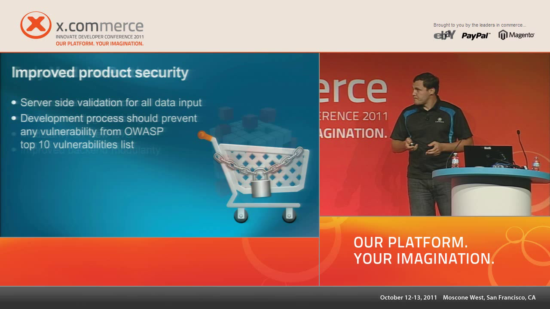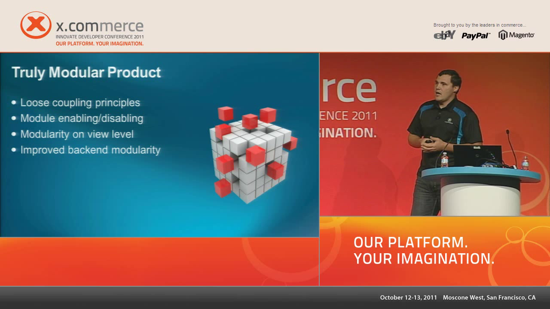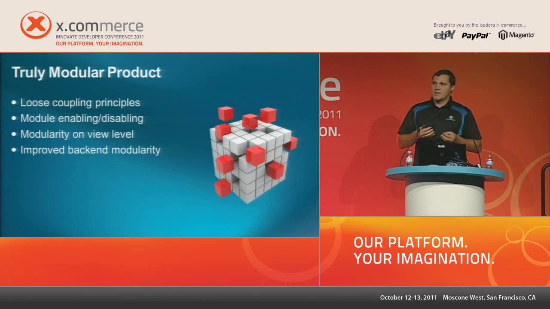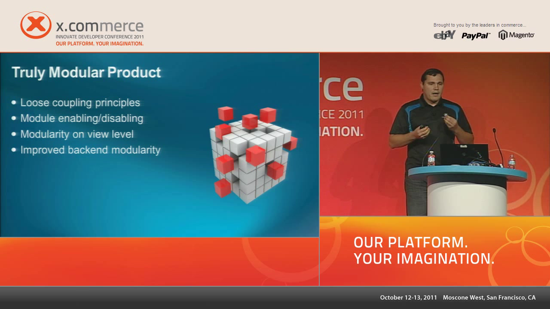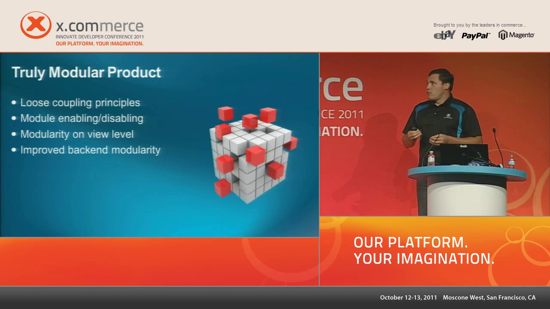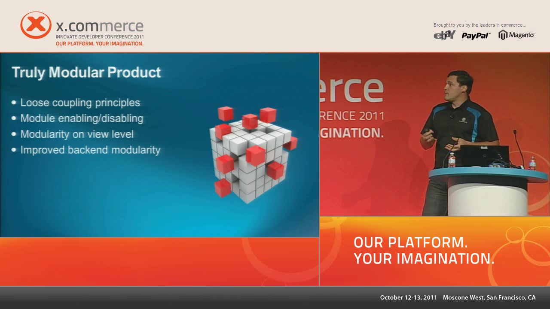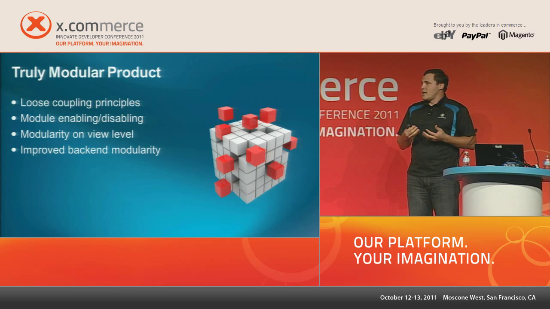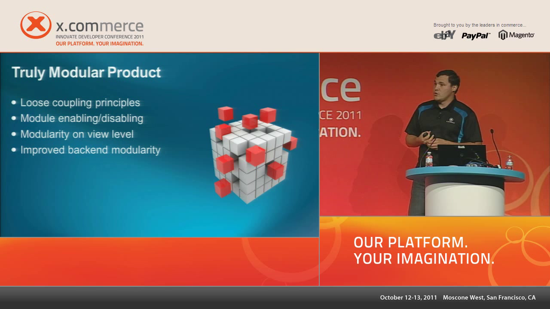Magento is modular right now, but as you can see in our list, we have a goal named truly modular product. This goal is addressed to building following loose coupling principles in our application, to provide the ability to enable and disable modules from the backend interface. We are going to work on modularity for our view level, which includes our themes and skins. And definitely we will improve backend modularity, because a lot of our developers require us to make the admin part customizable, but it's implemented right now as a monolithic admin HTML module and is not so easy for developers to customize. We will do a lot of work on this side.